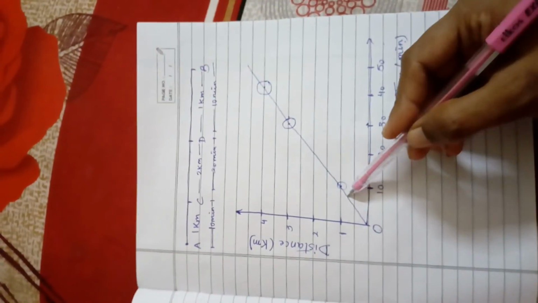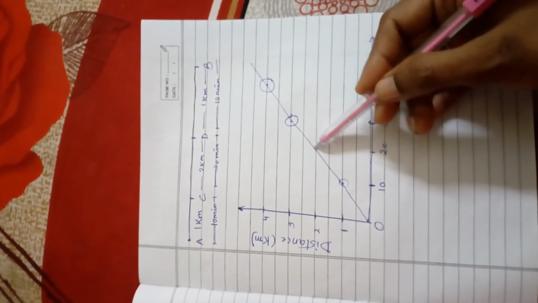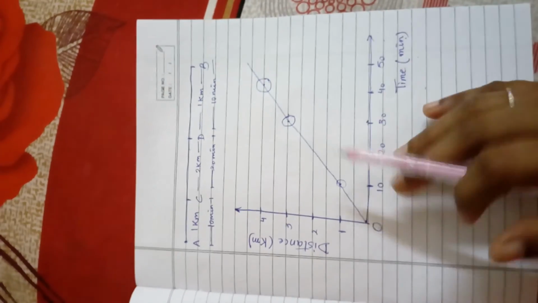So in this way we get points. We can easily join them with the help of a pen or pencil. So this is a line graph.